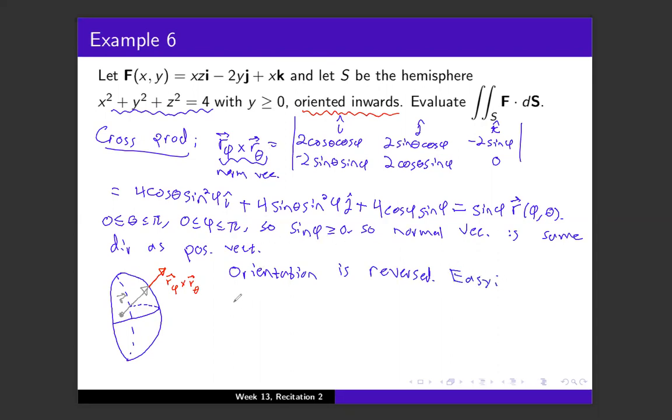But that's an easy fix. We're going to use r theta cross r phi instead to reverse the orientation, and that's going to give us -4 cosine theta sine squared phi i minus 4 sine theta sine squared phi j minus 4 cosine phi sine phi.